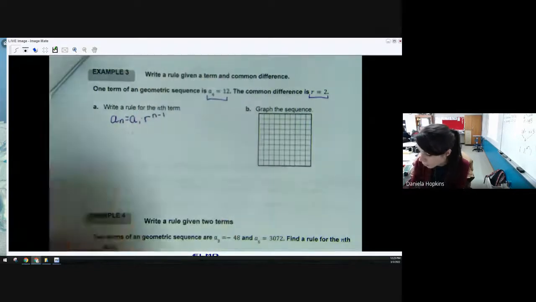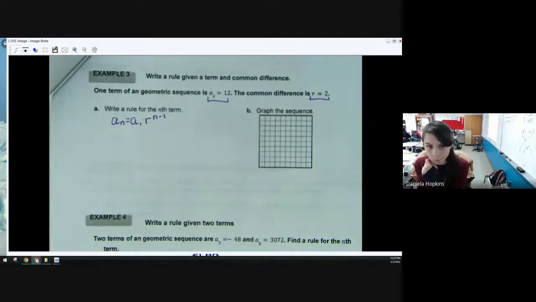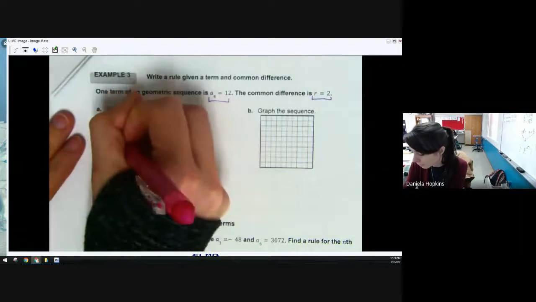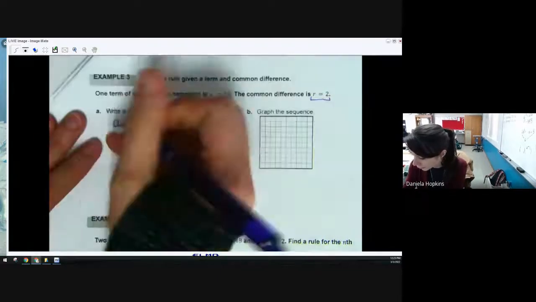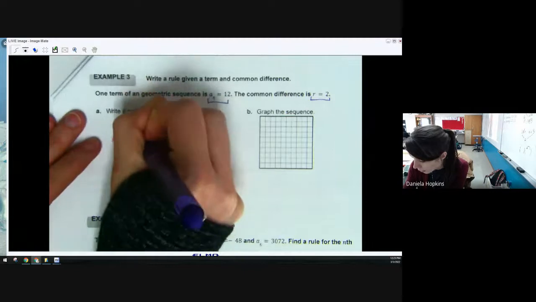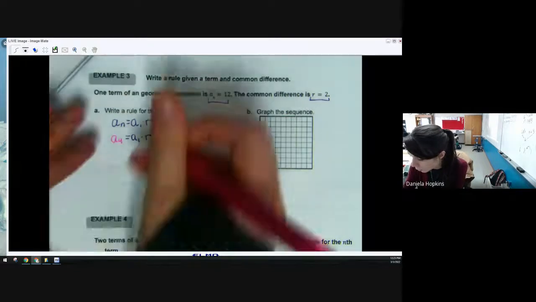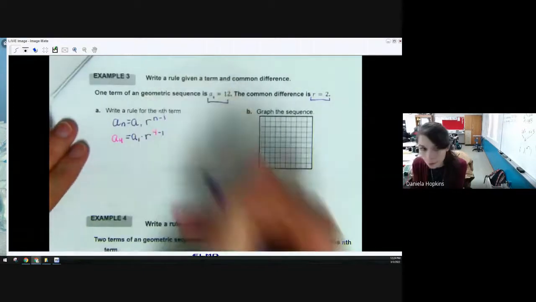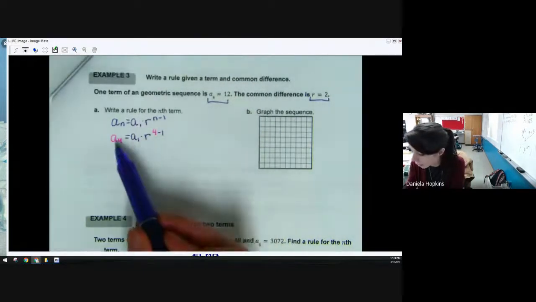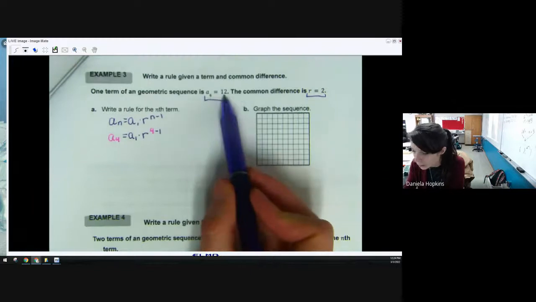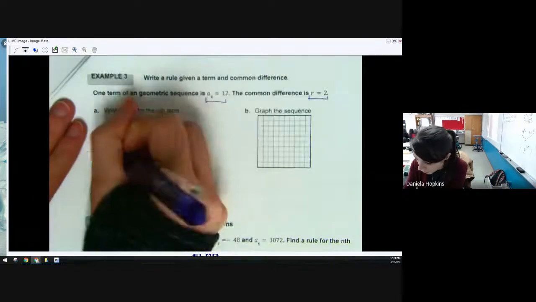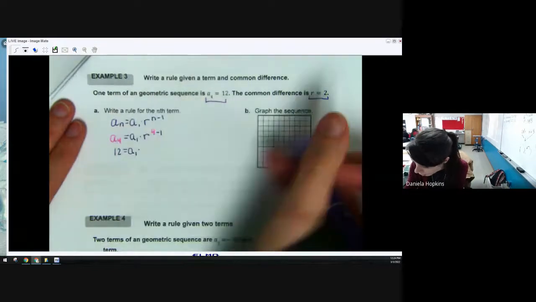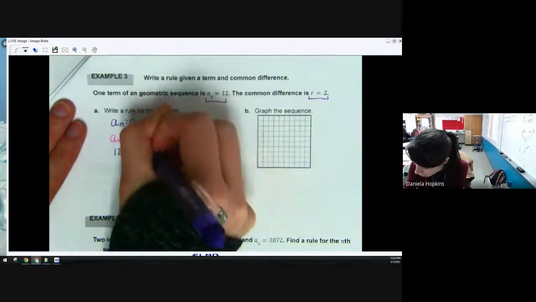And now I do have an r, but I don't have my a1. So like the other day, we're going to have to solve by plugging in a4 so that we have a1 times r, and then instead of n minus 1, it'd be 4 minus 1. We can go ahead and plug in for our a4 and r. a4 is 12. So I have 12 equals a1 times, my r is 2, to the 3rd.